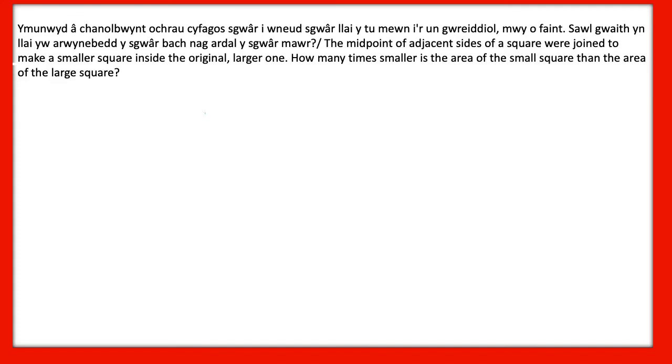I'm not going to actually go through it now because I'm looking at the time. Midpoints of adjacent sides of a square are joined to make a smaller square inside the original larger one. How many times smaller is the area of the small square than the larger one? It's a problem that does occur. But it only needs a simple solution. Easiest way to do it, and I'll start you off, but I'm not going any further, is to start off with a square of side 2. Don't make things difficult, make things simple. Once you've got that, you can do something with it.